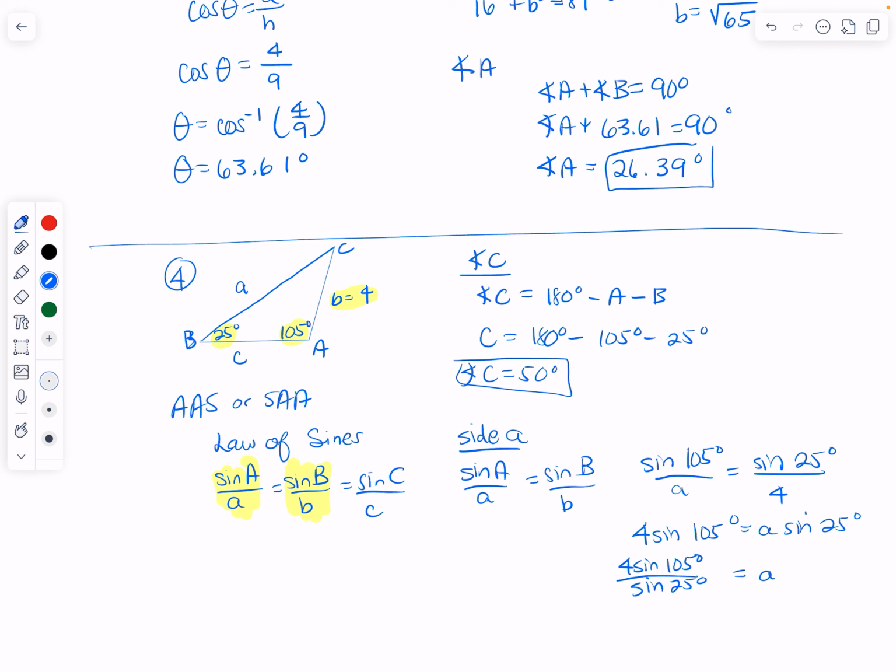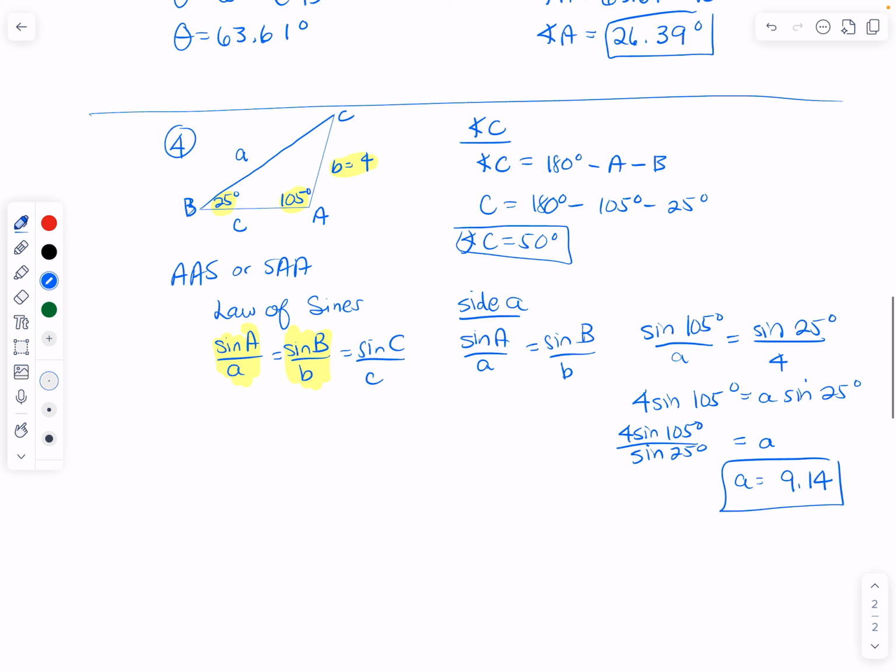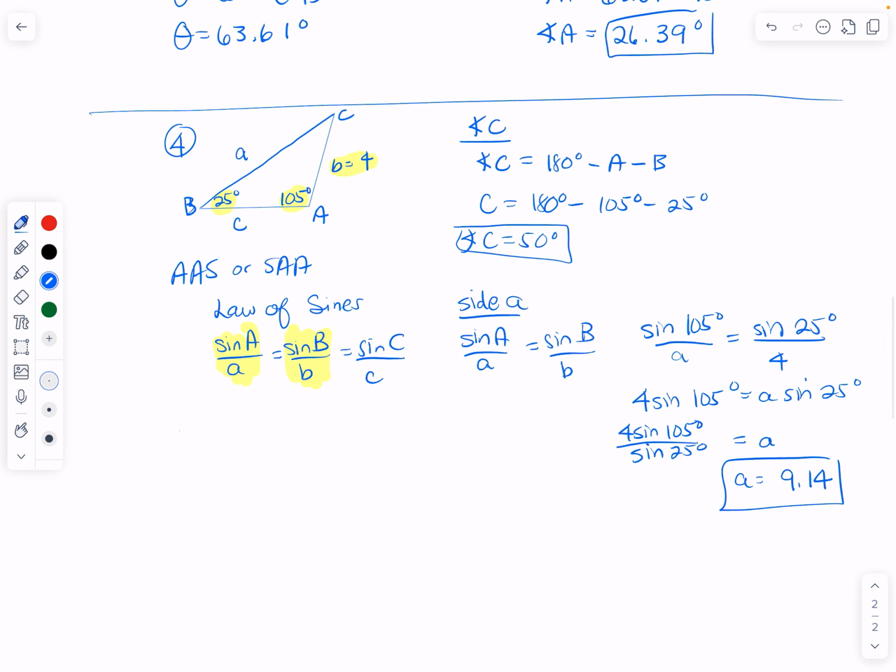So I'm going to use parentheses in the numerator, 4 times sine of 105 on my calculator, end parentheses, and I'm going to divide that by sine of 25 degrees. And when I do that, I get A equals 9.14. Okay, so we have side A, I have angle C, I now have to do side C.